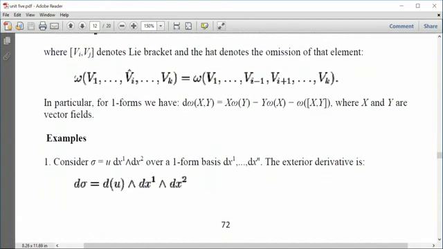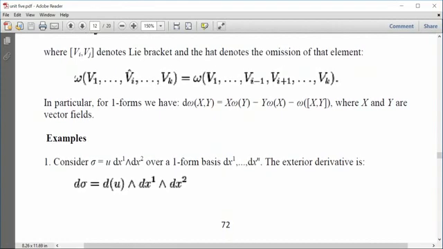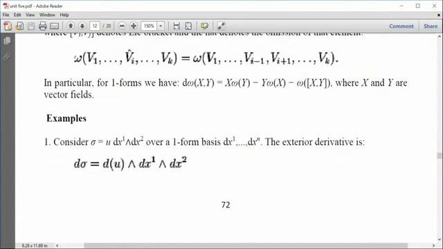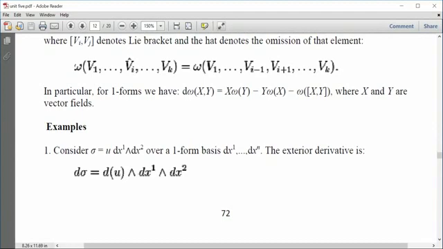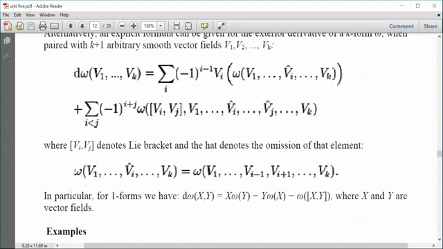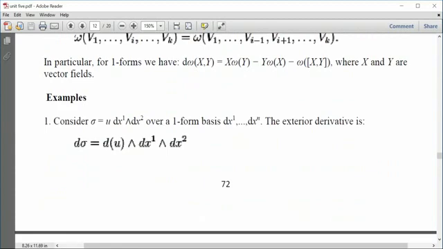So I want us to look at this example where we are considering this function of u dx1 cross dx2. Those are the powers that are coming from this formula. So over a one-form basis, I hope you still remember what a basis is.